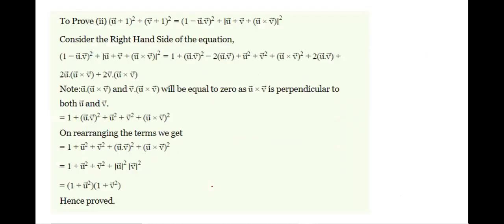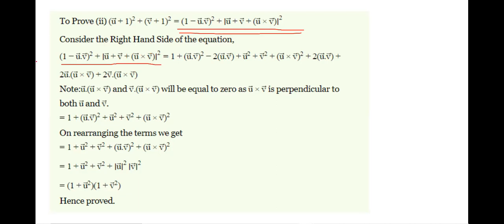We will take the RHS and prove that it is equal to the LHS part, right? So in this case, we will consider the right hand side of the equation. This is the equation. So we will consider this part: (1 minus u vector dot v vector) the whole square plus (u vector plus v vector plus u vector cross v vector) the whole square. This is the magnitude.